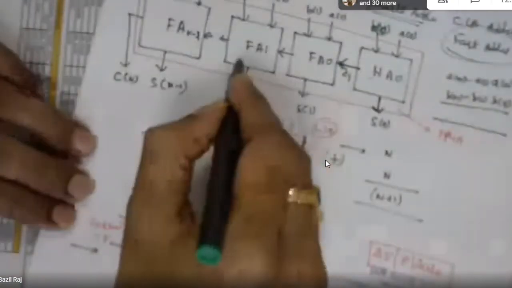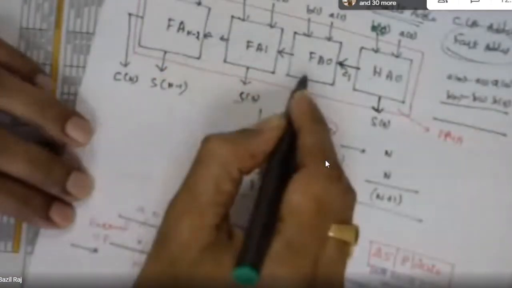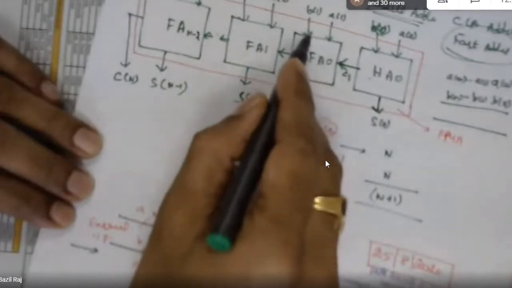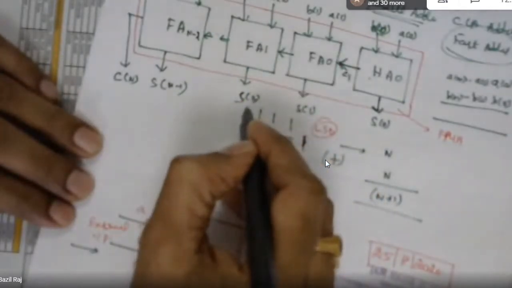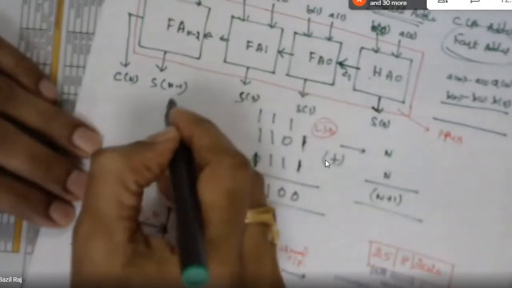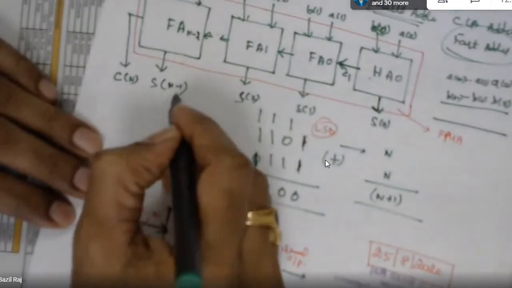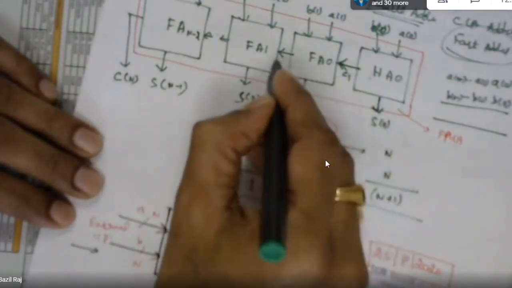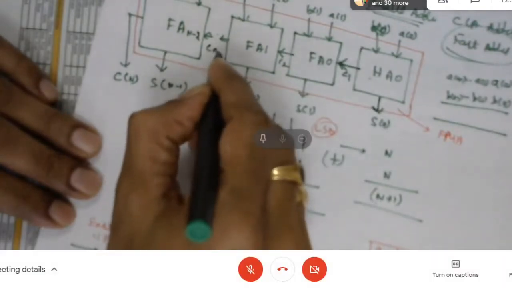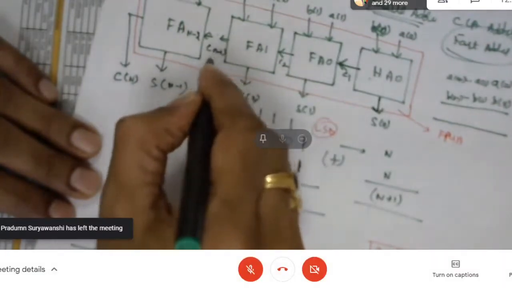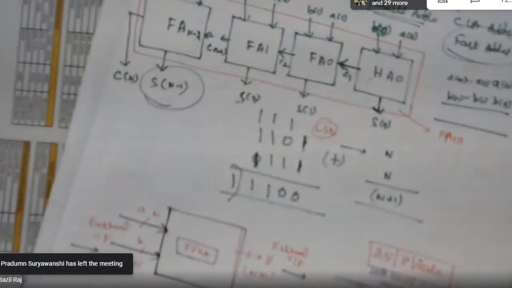That means these are all combinational circuits. So once the input is changed, immediately S of 1 will be changed, S of 2 also will be changed, S of n minus 1 also will be changed. But those results are not correct because the C1, C2, C of n minus 1 should be available here to get the correct S of n minus 1 result now, right? That means the designer should wait some time.